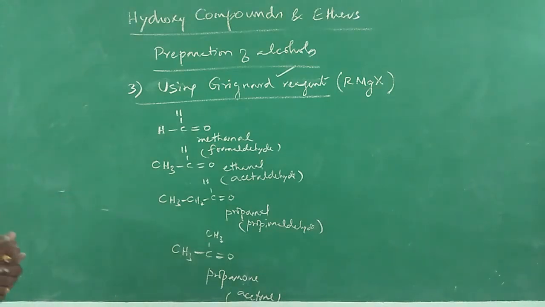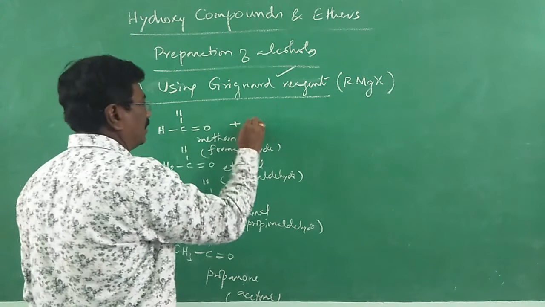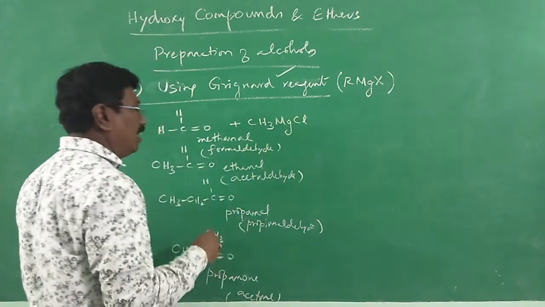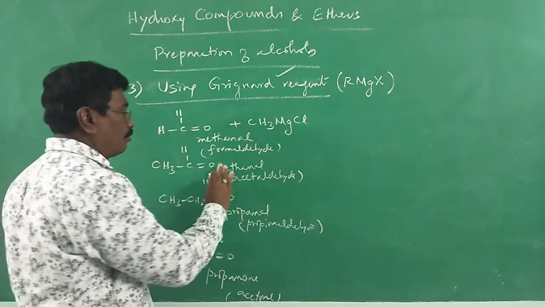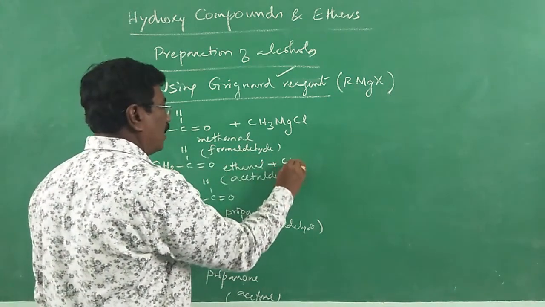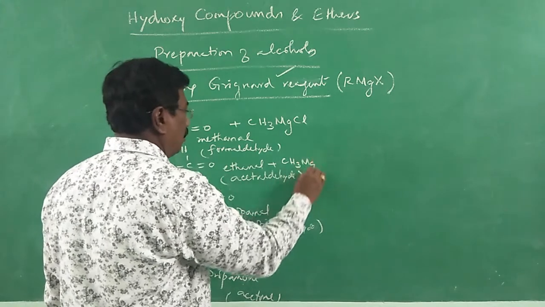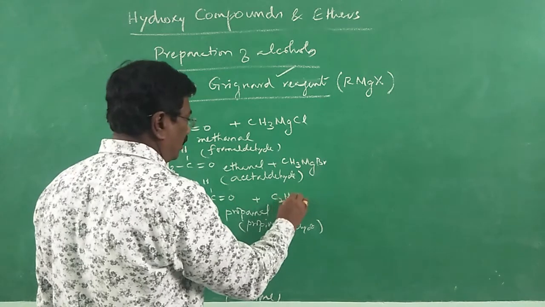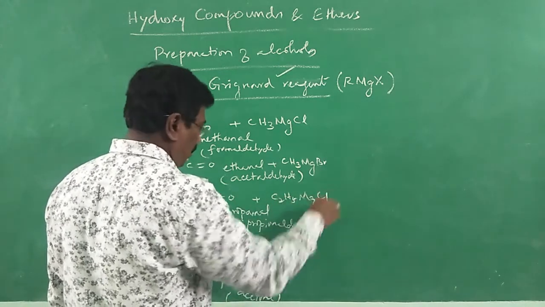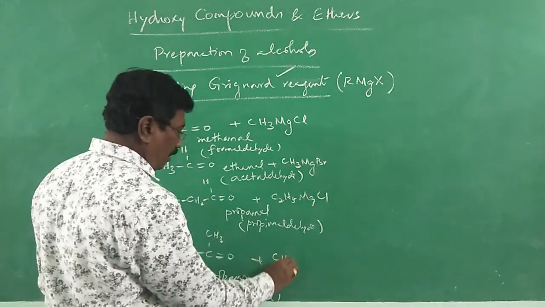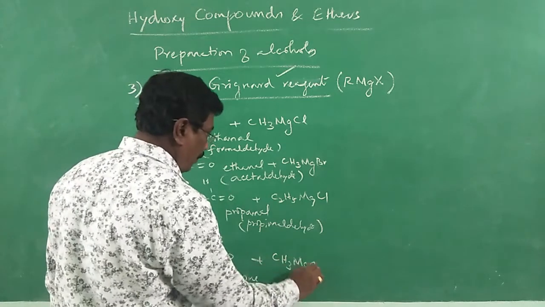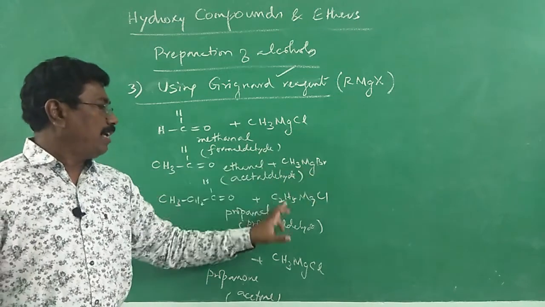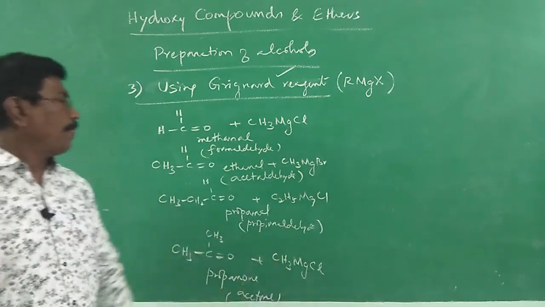Now, when these aldehydes are made to react with a Grignard reagent, CH3MgCl, CH3MgBr, CH3MgI, C2H5MgI, whatever it may be. Let me take only a simple Grignard reagent. Here I have taken ethyl. Here I have taken methyl magnesium chloride. Methyl magnesium chloride, methyl magnesium bromide, ethyl magnesium chloride.